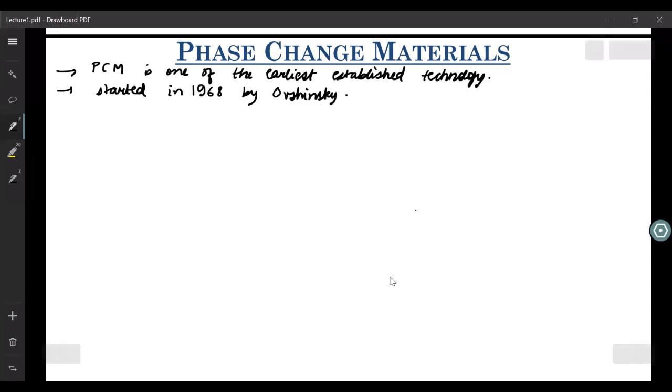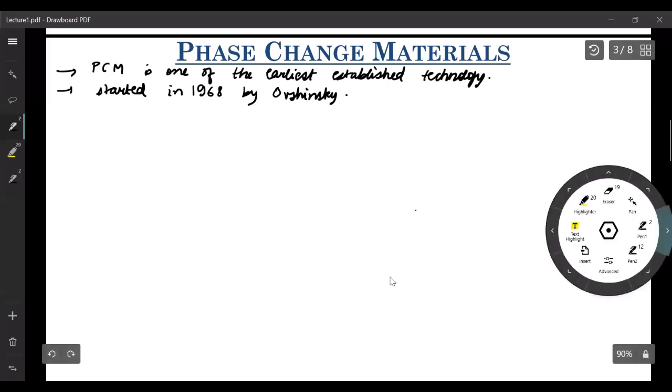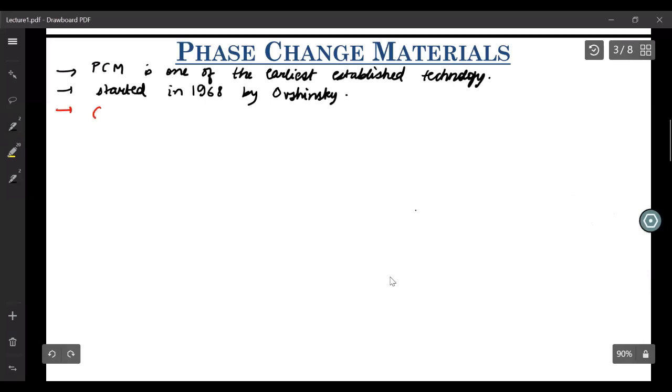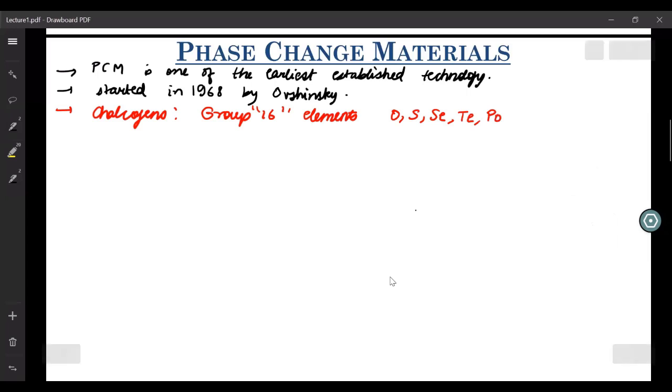So what Ovshinsky observed is that in chalcogen alloys, so first of all, let me tell you what exactly chalcogens are. Chalcogens are nothing but group 16 elements. So what are group 16 elements? You have oxygen, sulfur, selenium, tellurium, and polonium. So chalcogenides or chalcogen alloys consist of these kinds of materials.